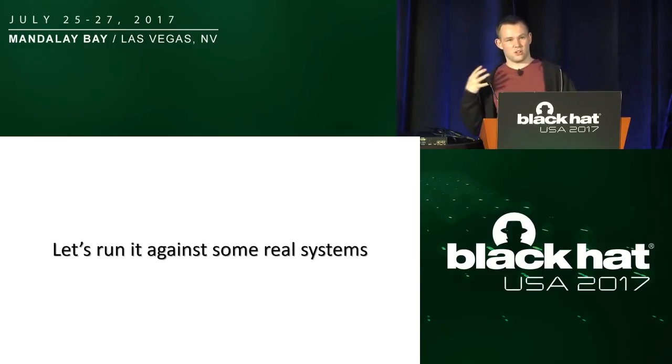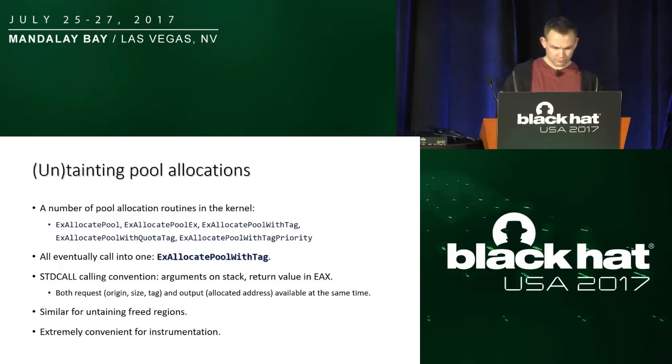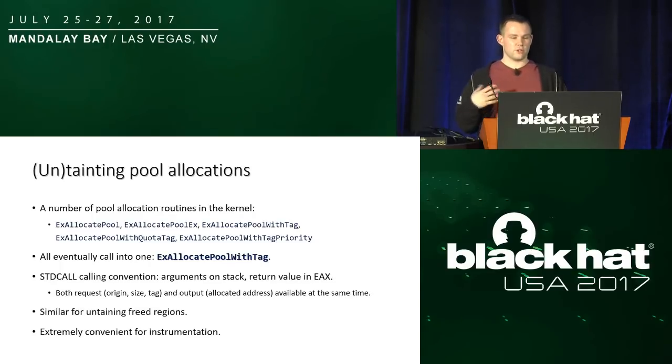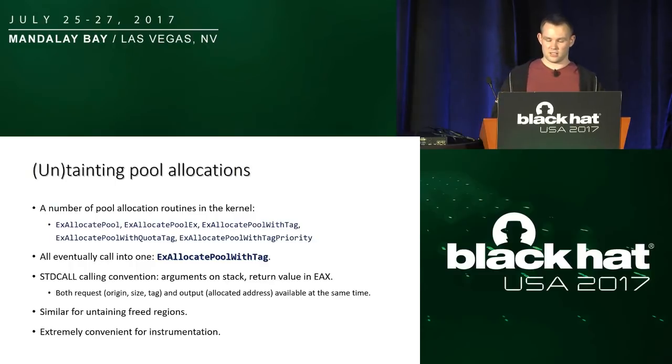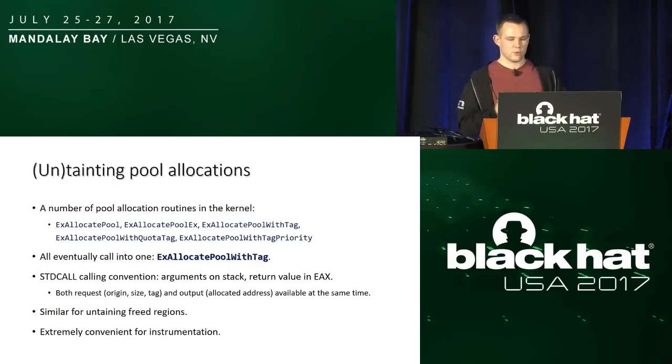So once we have all of this information and this picture of how this product should look, we can try to run it on some real systems, starting with Windows. What we have to do first is implement the tainting of pool allocations. In Windows, we have a lot of functions which allocate memory from the pool. All of them start with ExAllocatePool, but there are different variants. Fortunately for us, all of these functions eventually call into one called ExAllocatePoolWithTag.